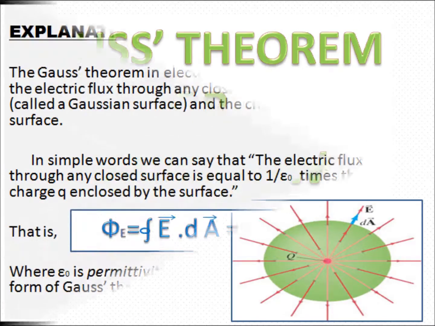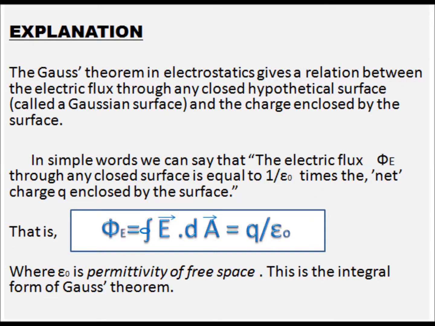We will go in appropriate order so that it will be very easy for you to remember everything, which will help you a lot in the future, also in the examination and after the examination. So first we will see what it states. It states that the electric flux through any closed surface is equal to 1 upon epsilon naught times the net charge enclosed by the surface.